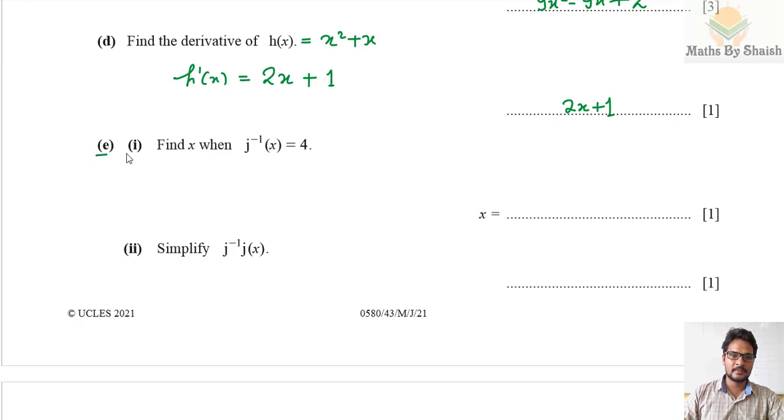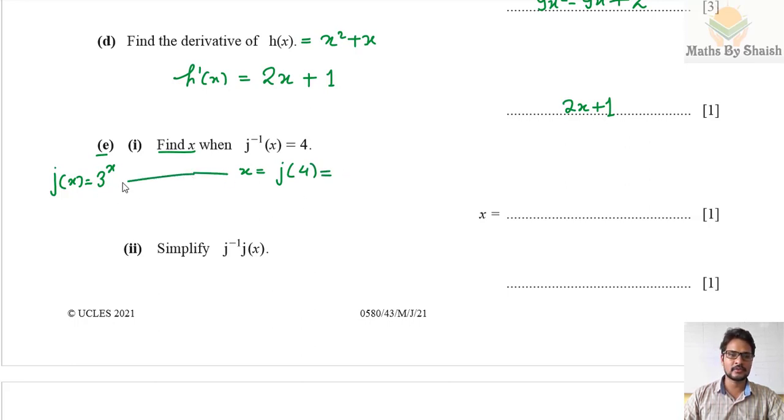Next is E part, first part. Find x when j inverse of x equals 4. From the question we have j(x) as 3 to the power x. It is always an easy question, but we find it very difficult because we require j inverse of x. So we can treat it like this: j inverse is on the left hand side, so we transfer it to the right hand side, and we get x equals j of 4. And j of 4 means the input is 4.